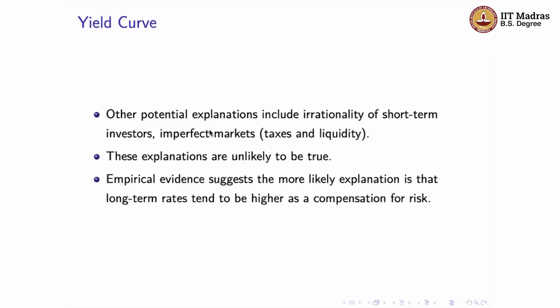The reason is that tax-wise, often the treatment for these different short-term and long-term bonds is similar. And liquidity is also typically not an issue, for example, in the US market that we have been discussing so far, right? So while theoretically possible, these are unlikely to be true if one thinks about it a bit more. And so the current empirical evidence seems to suggest that the most likely explanation is that the long-term rates are higher because they are acting as a compensation for risk, right?